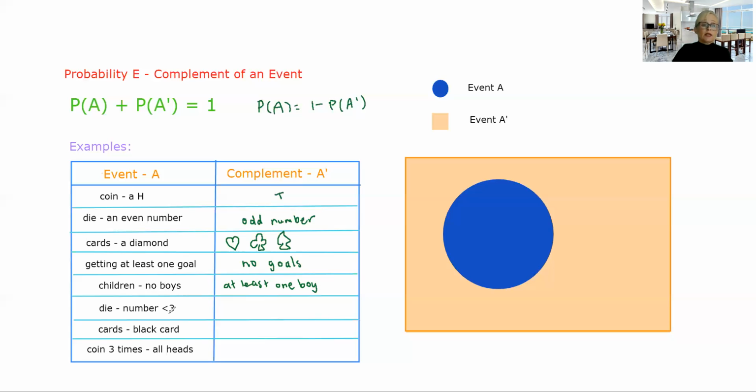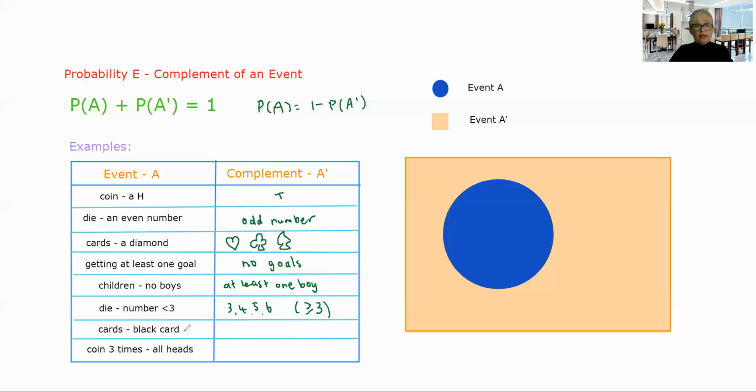Okay, rolling a die and you're getting a number less than 3. Note that doesn't include the 3. So a number less than 3 means a number 1 or 2. So it would be getting a 3, 4, 5, or 6, or we could put that as a number greater than or equal to 3. However you express that, that's what it means.